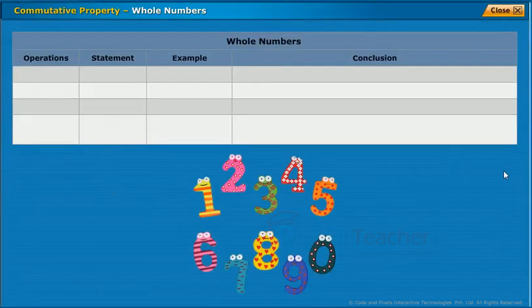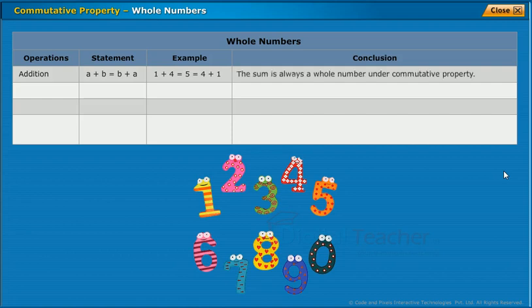Let us see the commutative property of operations on whole numbers. Under addition, it states that the change in the order of two numbers does not change the result when added. For example, 1 plus 4 is equal to 5, which is also equal to 4 plus 1. It concludes that the sum is always a whole number under the commutative property.